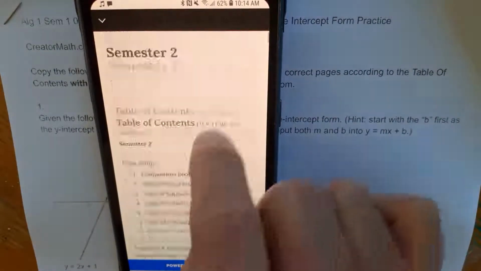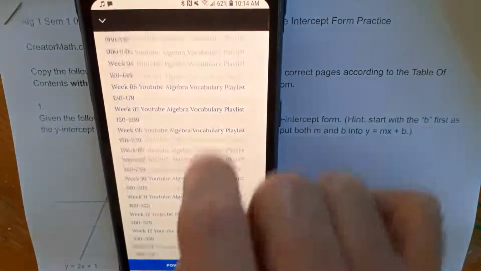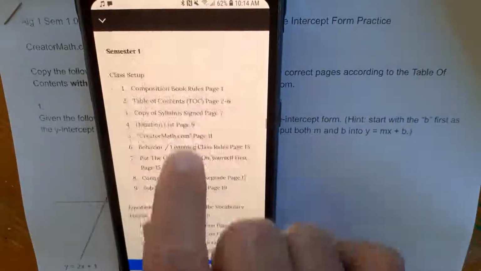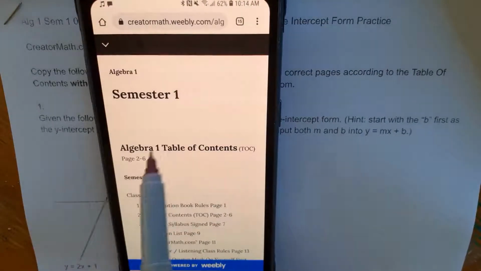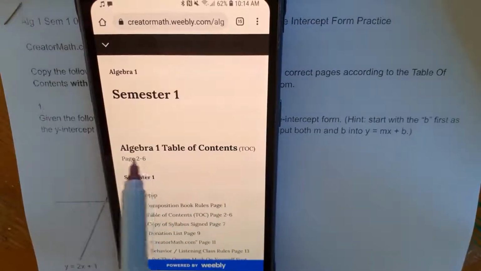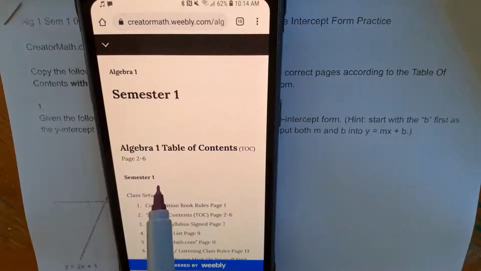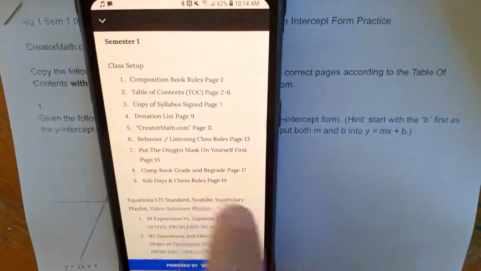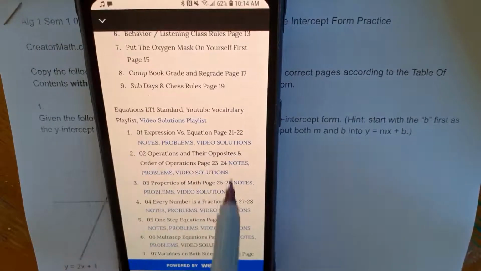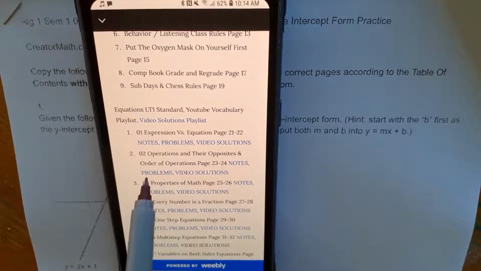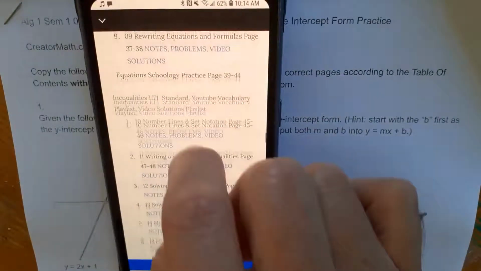So we're going to scroll down to the semester. That's the next important thing once you get to this tab. Make sure you're in the correct semester for the lesson we're doing, right? So for this lesson we're doing, it happens to be a semester 1 lesson, and this is the table of contents. This is really important, and that's why I ask you to write the entire table of contents on pages 2 through 6 of your composition book. Why? It tells you where everything goes in the composition book. Right? It gives you page numbers for every lesson, page numbers to put the notes, it gives you problem sets and the video solutions. So let's go find the unit we're in for this one.